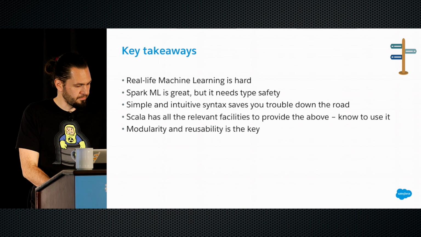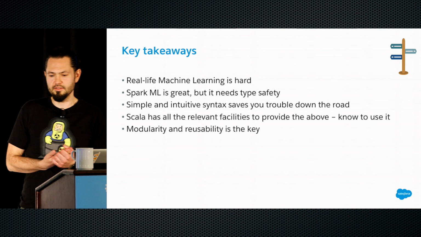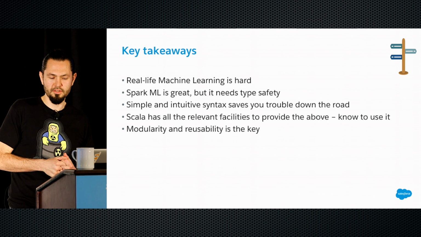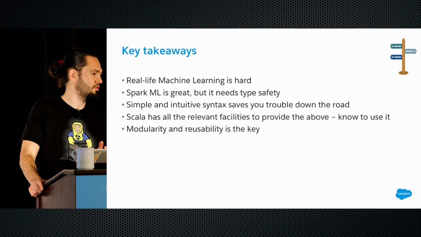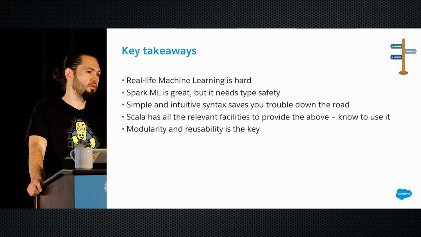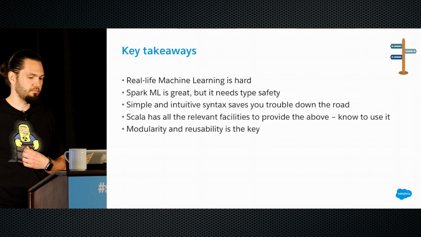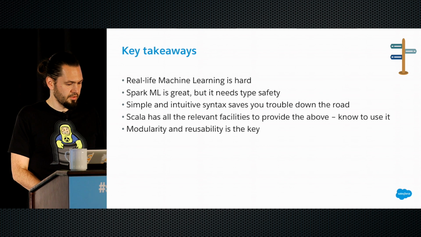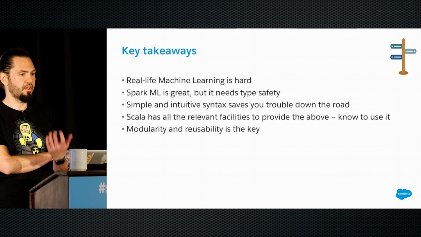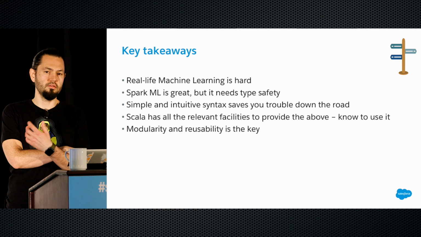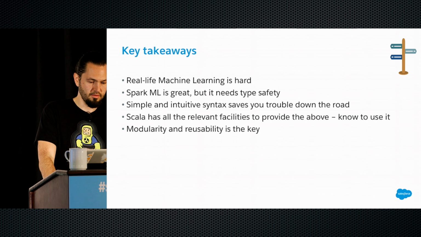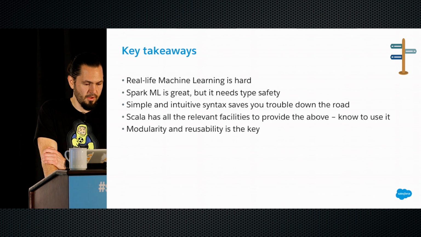So key takeaways for you. So real-life machine learning is hard. Spark is also a great start, but it needs type safety. And once you start building large applications on it, you will discover really fast that beyond 200 lines of Spark code, it doesn't scale well. And you really need to have some type safety for it. Simple and intuitive syntax is the key, and it saves trouble down the road for you. So people can easily argue about their application logic rather than figure out why caching doesn't work or why data frame columns disappear or are not present.